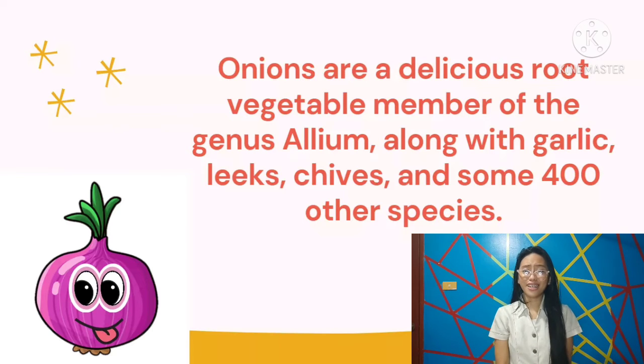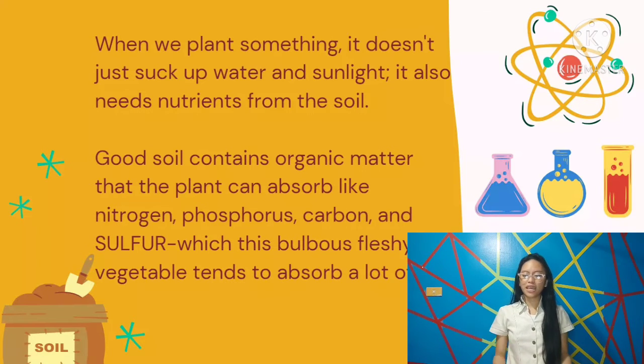So, what is an onion anyway? An onion is a delicious root vegetable, a member of the genus Allium, along with garlic, leeks, chives, and some 400 other species. When we plant something, it doesn't just absorb water and sunlight, it also sucks up nutrients from the soil. Good soil contains organic matter that plants can absorb, such as nitrogen, phosphorus, carbon, and sulfur, which this bulbous fleshy vegetable tends to absorb a lot of.